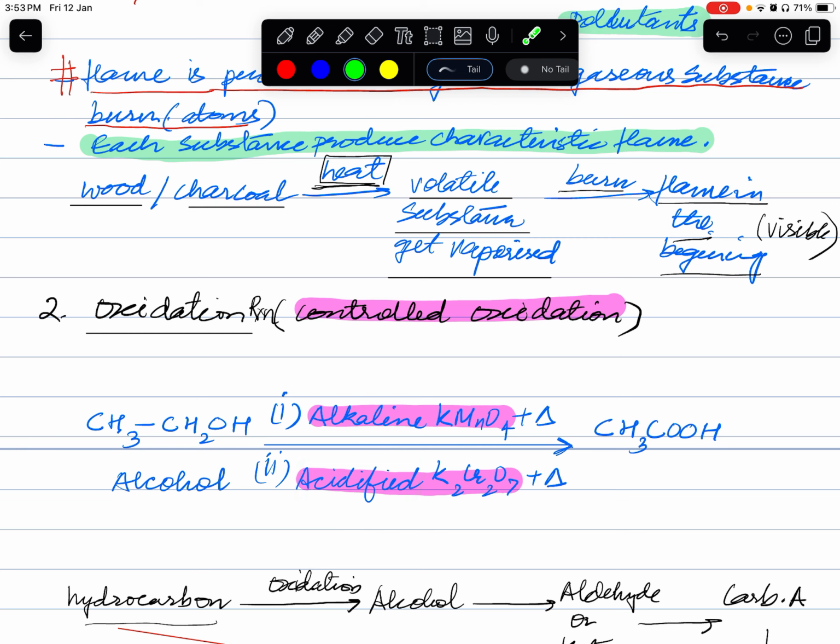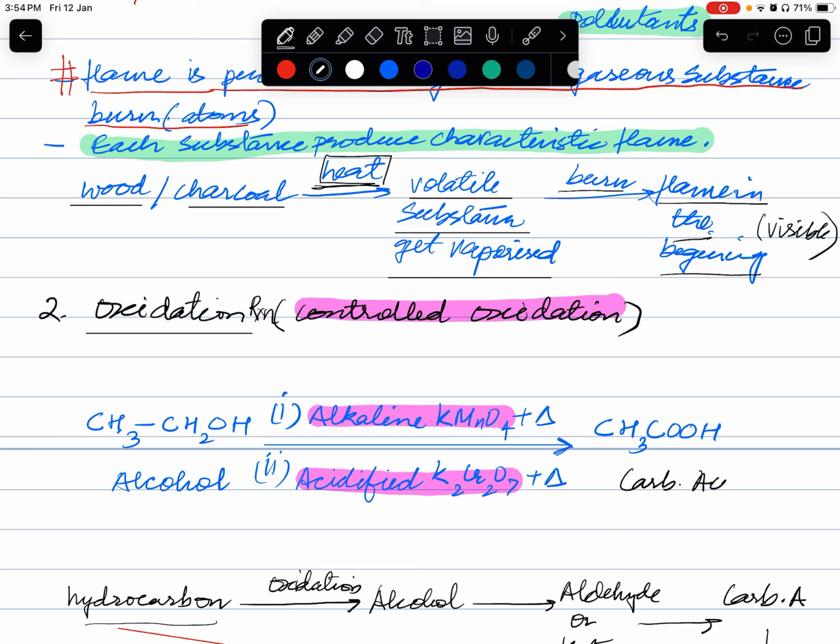Normally we make a solution of a compound in water, so simply that compound we dissolve in water. But when we make an alkaline solution, we add an alkali, that is a base. Or if it is acidified, then we add a small amount of acid. So when alcohol is treated with alkaline KMnO4 or acidified potassium dichromate, we will be getting a carboxylic acid. So the product which we are getting here is a carboxylic acid.